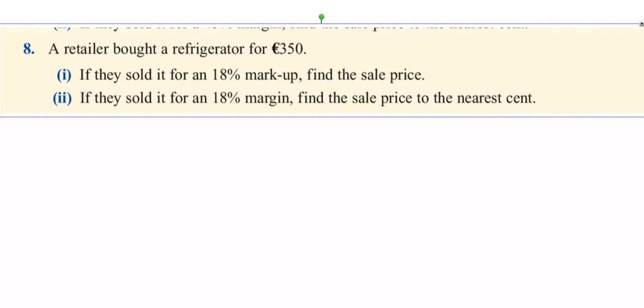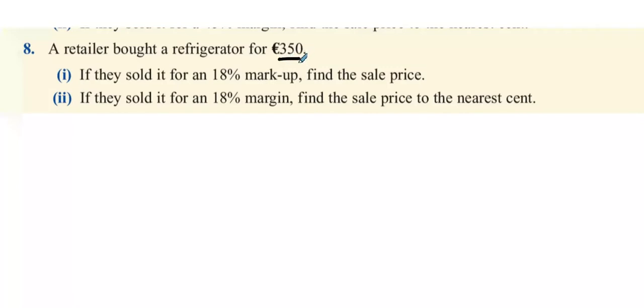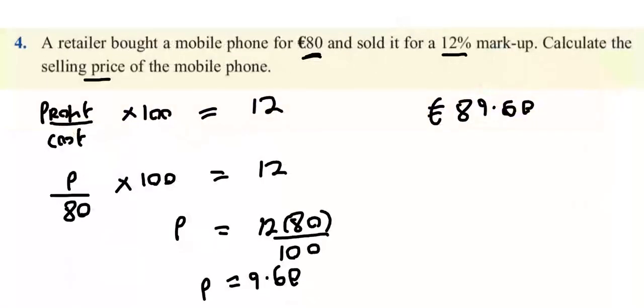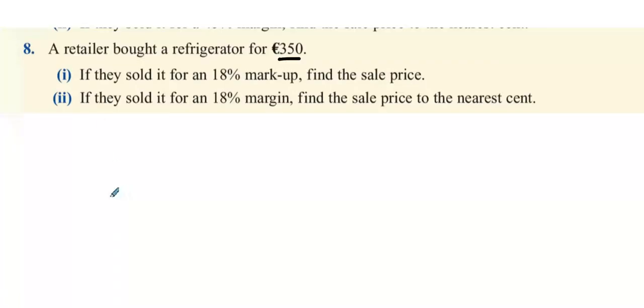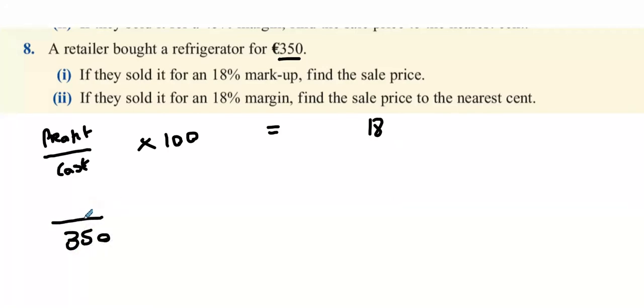Now I'm doing 8. A retailer bought a fridge for 350 euro. If they sold it for 18% markup, find the sales price. So markup is profit over cost price. So profit divided by cost, multiplied by 100, and this must be 18%. Okay, so you bought it for 350. You want your P amount, you multiply it by 100, and it equals 18.